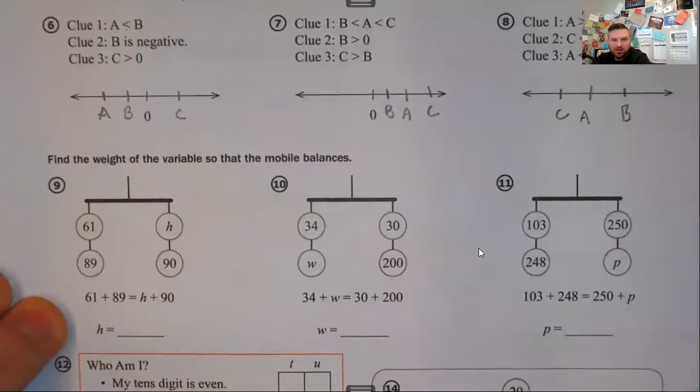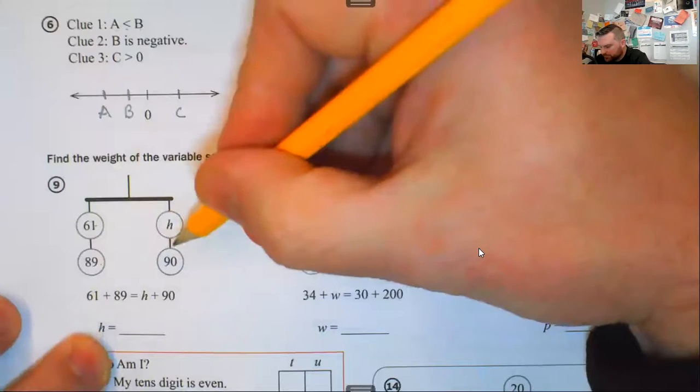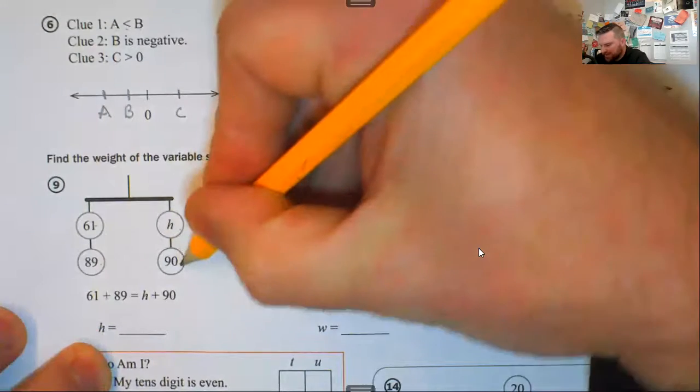All right, here on number 9, we have 61 and 89. We're adding those together, and 90.